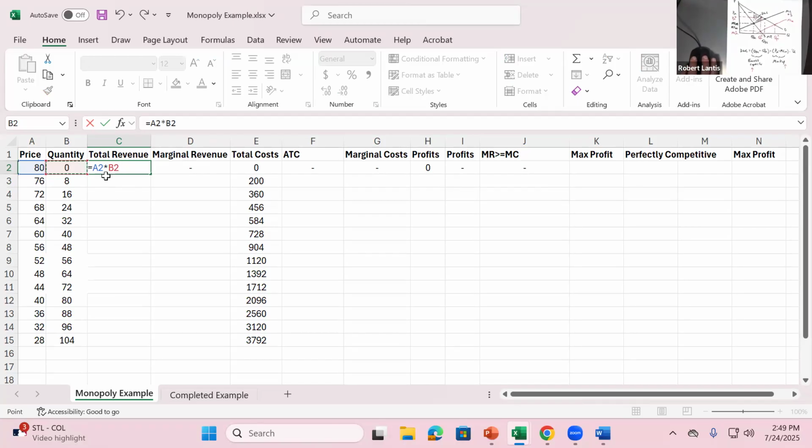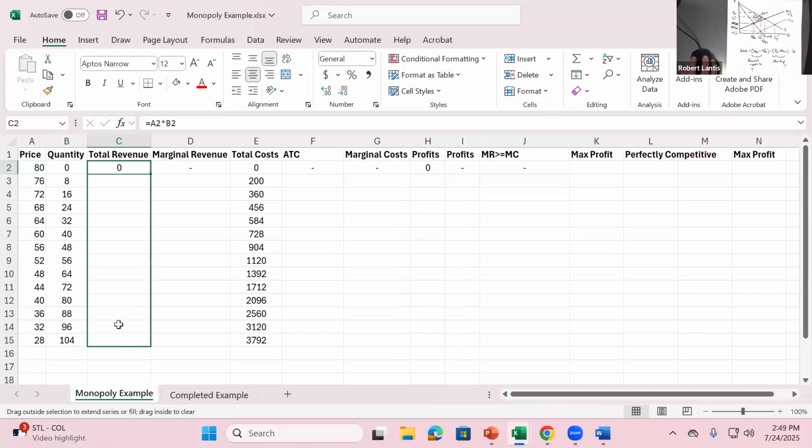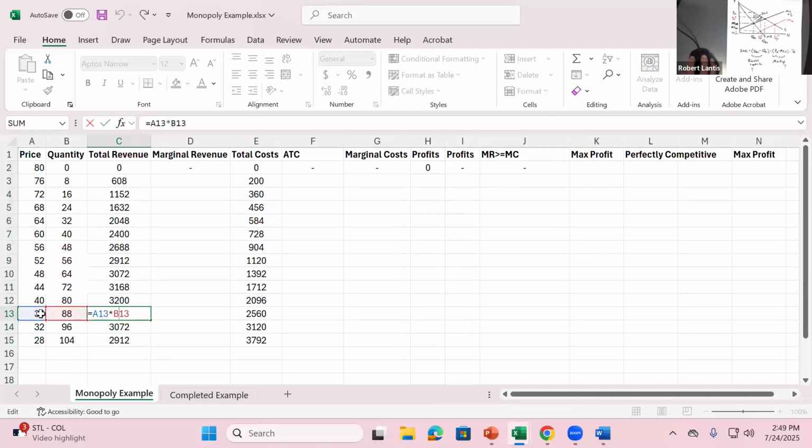So I'm doing all of this in Excel. You would just be typing this into a calculator, right? And I'd have to do 76 times 8. But in Excel, if I use these cell references, when I copy this down, it does that for me at every single point.